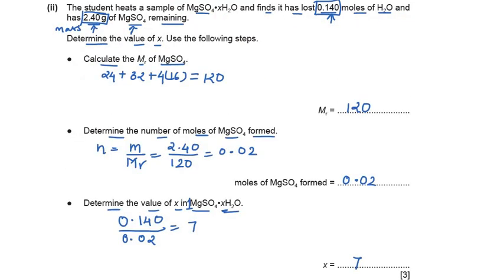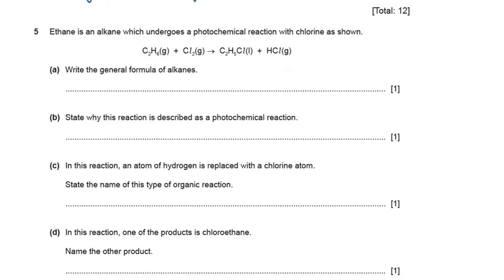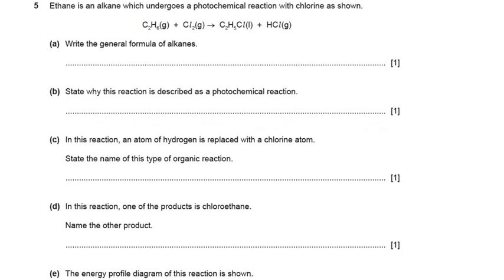So let's see what our next sub question is. I went up here. Okay, question 5 we are starting with. Question 5 says ethane is an alkane. So now we are starting with an organic question. Ethane is an alkane which undergoes a photochemical reaction with chlorine as shown, and here is the equation given where ethane is reacting with chlorine to form chloroethane and HCl gas.